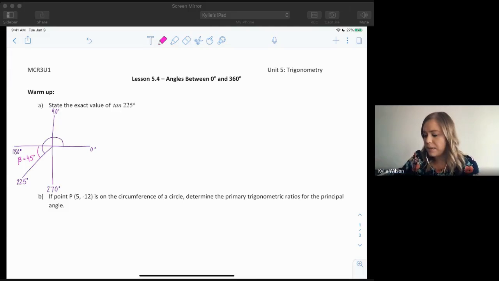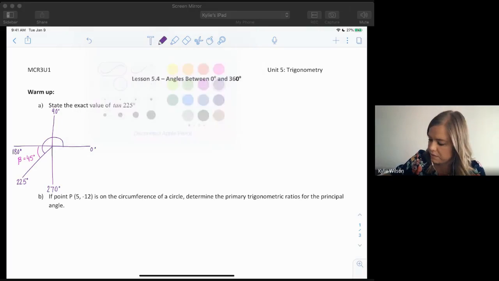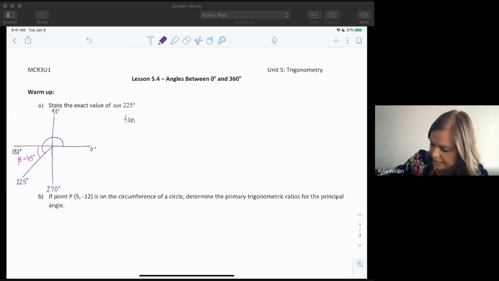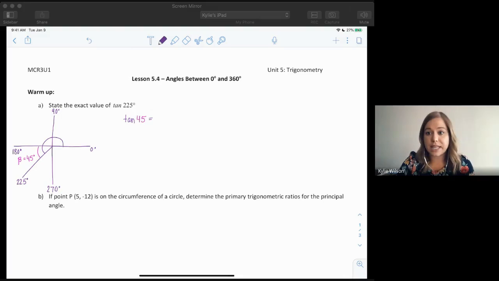So now what I'm going to do is, I can only really find my ratios for angles that are in quadrant 1. So I'm just going to find tan of that related acute angle. Once I have that value, we can use that to find tan of 225. So tan of 45 is actually one of our special triangle angles. So that is equal to 1. We will be using a bunch of those right now.